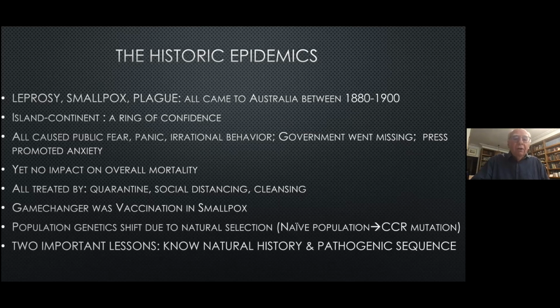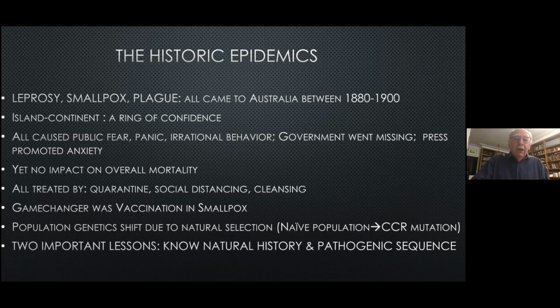And later on, this became really important because those people were relatively immune to AIDS or HIV infection. So it's a very small gain for a big downside for a long period of time. It just shows that the impact of these infections can actually mould the nature of the population. The two takeaway points, though, from these historic epidemics are firstly, that we need to know the natural history, and secondly, we need to know the sequence of events that lead to the disease.